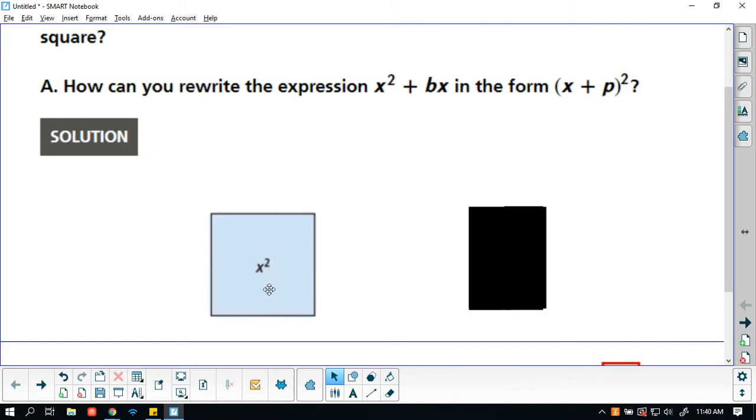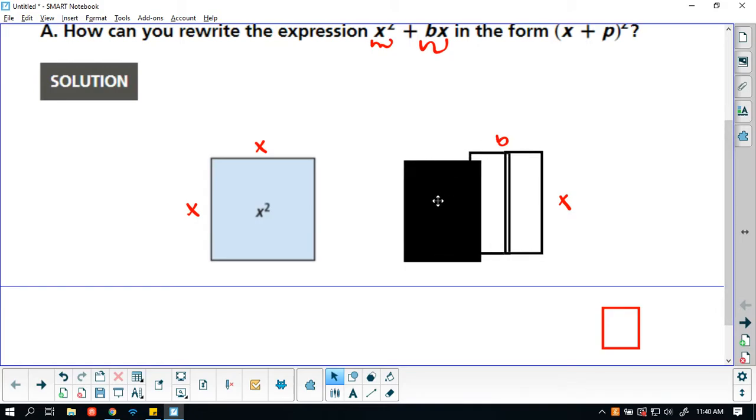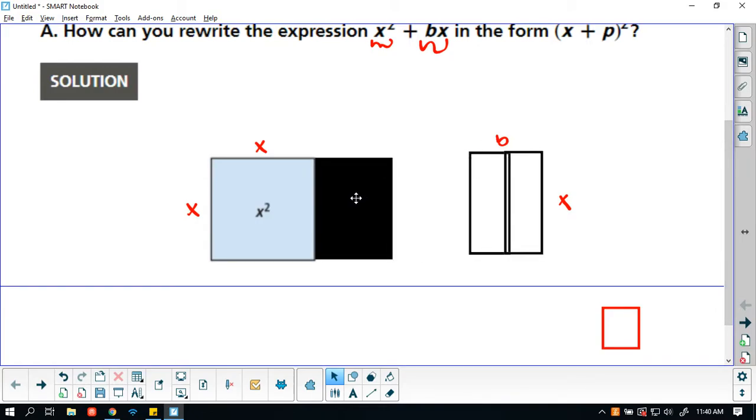So we have the first square, this first term right here. And that first term is created by multiplying two x's to find the area here in this square. So x times x gives us x squared. Now we're adding on b times x. So here's my rectangle, b times x. The area of this rectangle is bx. And I'm going to add that onto the square.